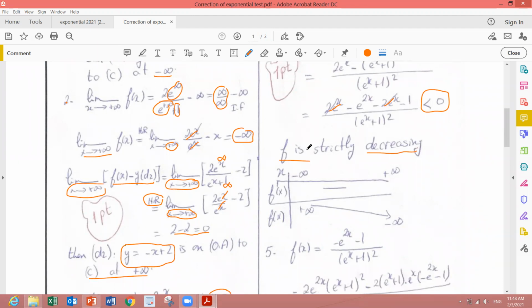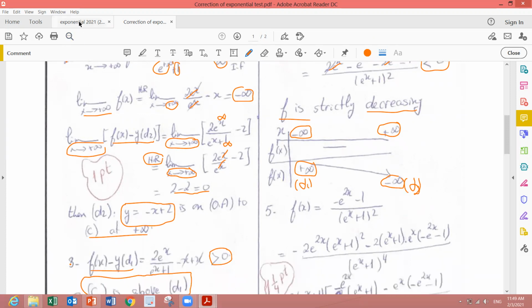Now, table of variations: x, f prime x, f x. Domain of definition is minus infinity to plus infinity. It is decreasing, so f prime x is negative. At minus infinity, the limit is plus infinity, and at plus infinity, it is minus infinity. Here we have d1 is an oblique asymptote, and here we have d2 is an oblique asymptote.